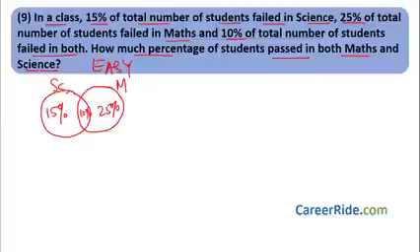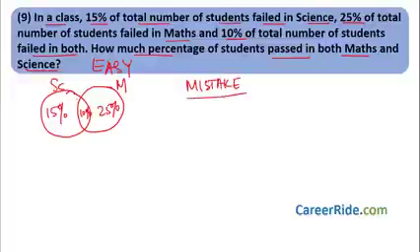This 10% failed in science as well as maths, right? So that is the reason when I drew these circles, they intersected each other. So these 10% failed in science and maths both. Now, how much percent of students passed in both maths and science? Let's see what common mistake everyone makes.